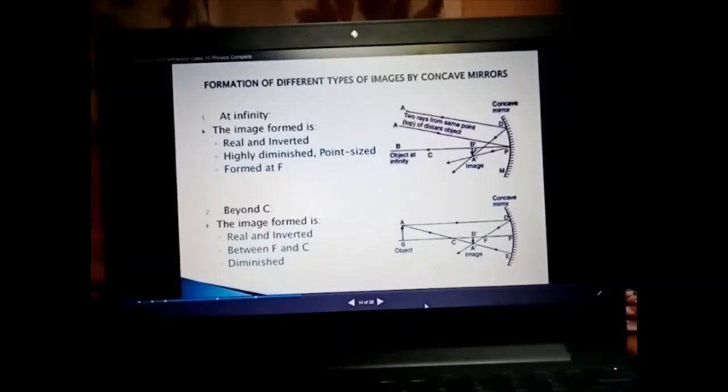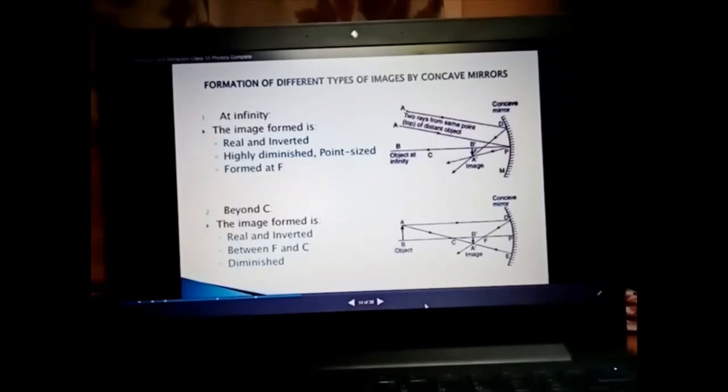In this case, we can tell about the nature of image as well as its size, its shape. The nature of image is real and inverted. Size of the image is highly diminished or pointed size, and it is formed at focus. So this is the first case.